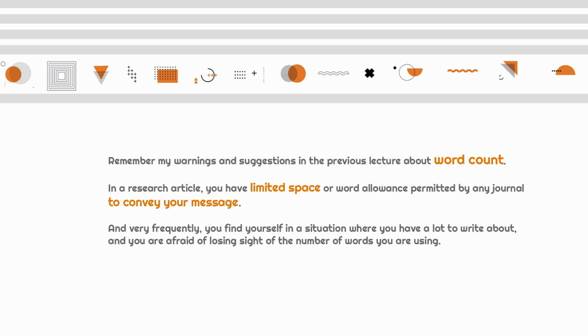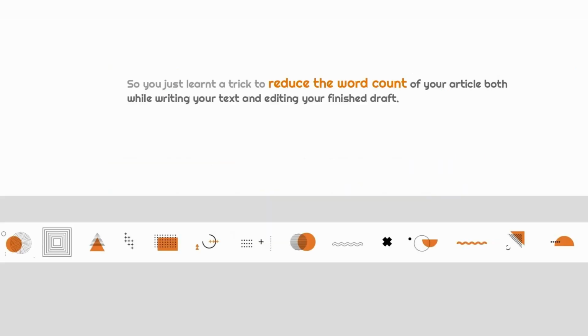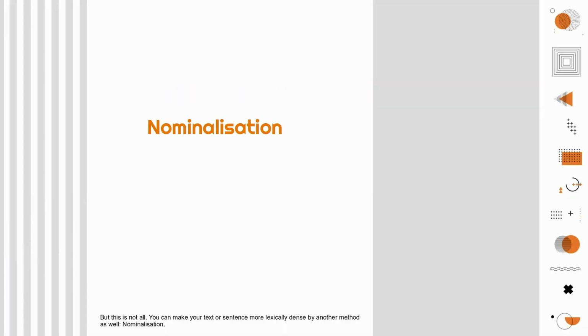In a research article, you have limited space or word allowance permitted by any journal to convey your message. And very frequently, you find yourself in a situation where you have a lot to write about and you're afraid of losing sight of the number of words you are using. So you just learned a trick to reduce the word count of your article both while writing your text and editing your finished draft. But this is not all. You can make your text or sentence more lexically dense by another method as well, nominalization.